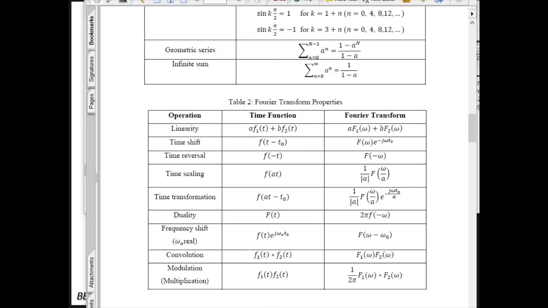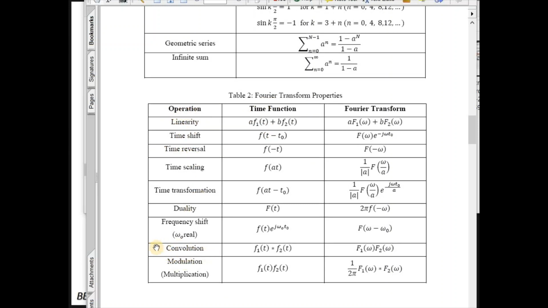Let's look at the Fourier transform properties in the appendix. Look at the operation under here: convolution. You have f1(t) convolved with f2(t), and its Fourier transform is equivalent to F1(omega) times F2(omega). This is what the property means. Before, the examples were the properties of time shifting, time reversal, and linearity. Now we are going to go to the property of the convolution.